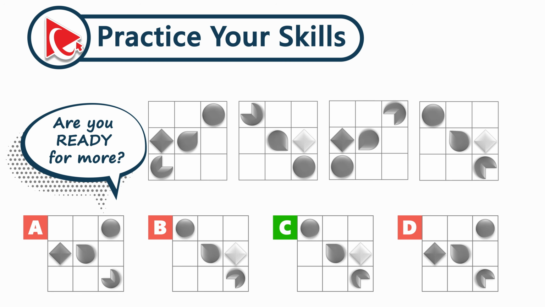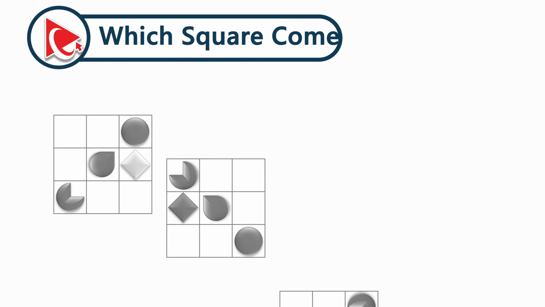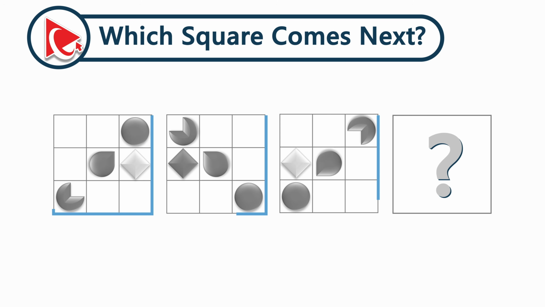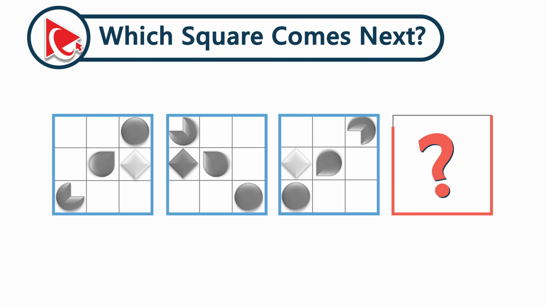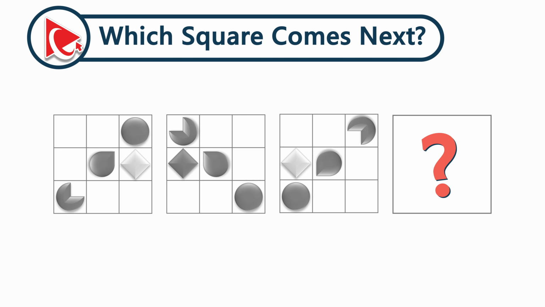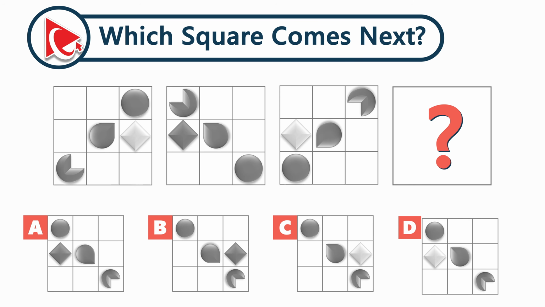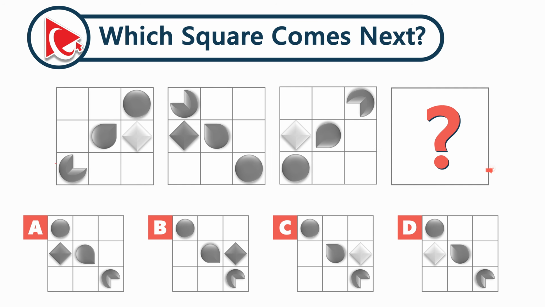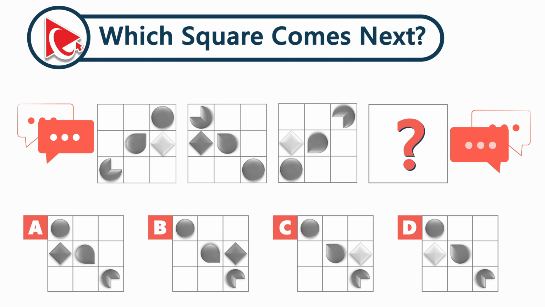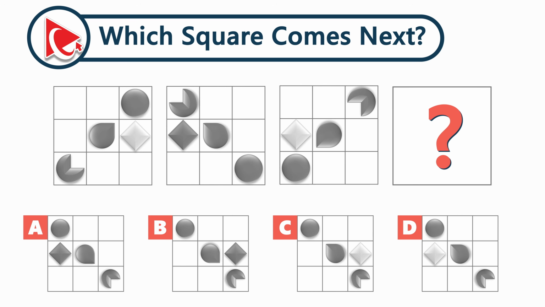Try this question to see how you would do. You're presented with the series of squares. 3 squares have shapes inside, and the 4th square is missing. You need to determine the 4th square and select your answer out of 4 possible choices: A, B, C, and D. When you're confident in your answer, post it in comments and I'll share my feedback. Good luck with this fun challenge.